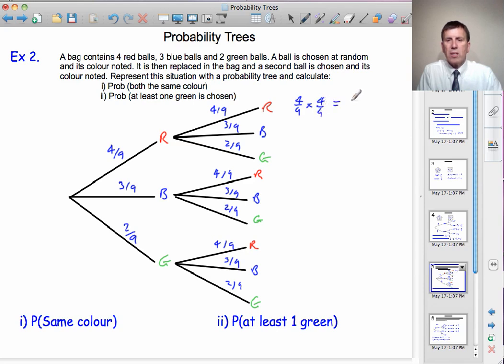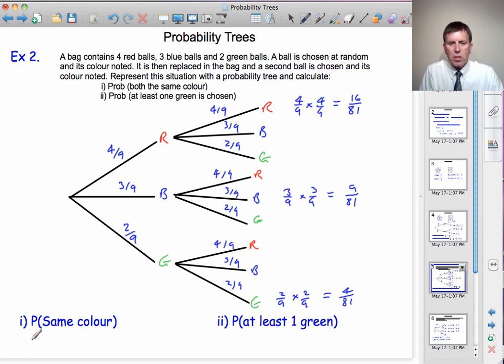Multiply the numerators and the denominators, that gives 16/81. And now the 2 blues, that's 3/9 multiplied by 3/9, which is 9/81. And finally 2 greens, 2/9 multiplied by 2/9 is equal to 4/81. So the probability they're the same colour is the sum of those 3 fractions.